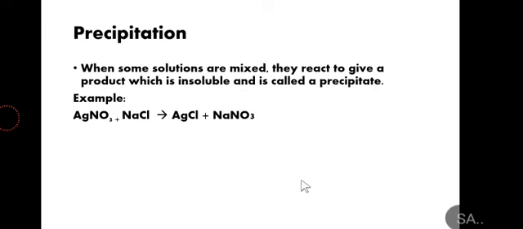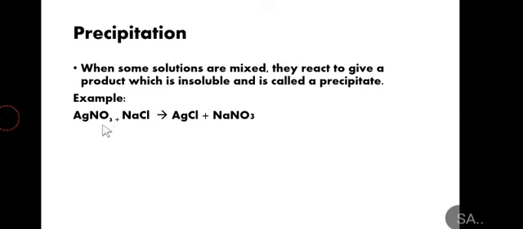Now you will see precipitation reactions. Precipitation reactions are those reactions in which insoluble precipitates are formed. And how are they formed? Actually, when you mix certain solutions, they mix together, but when they react, they give off an insoluble precipitate. Here I have given the example of silver nitrate solution and sodium chloride. The sodium chloride is in its aqueous form, so it is a solution of sodium chloride.